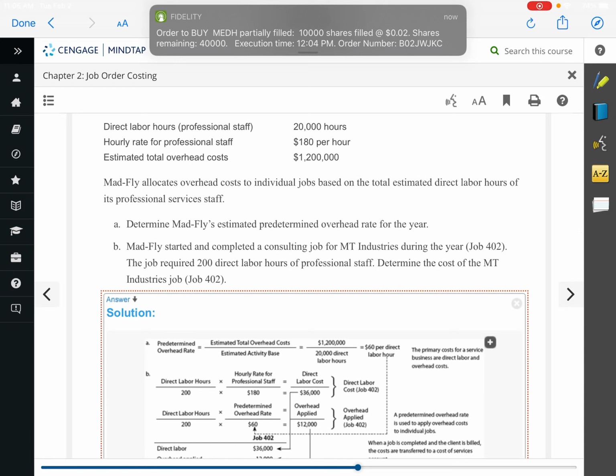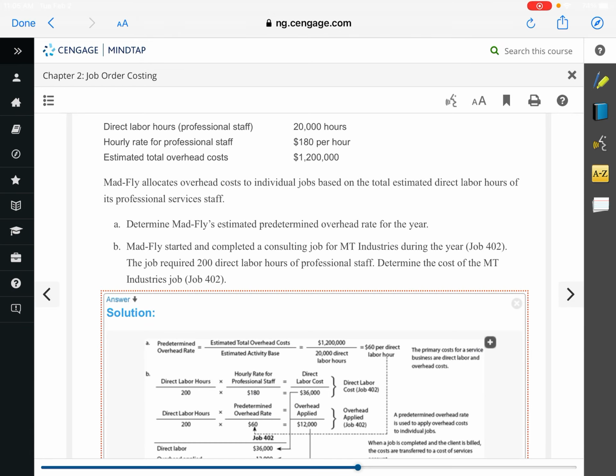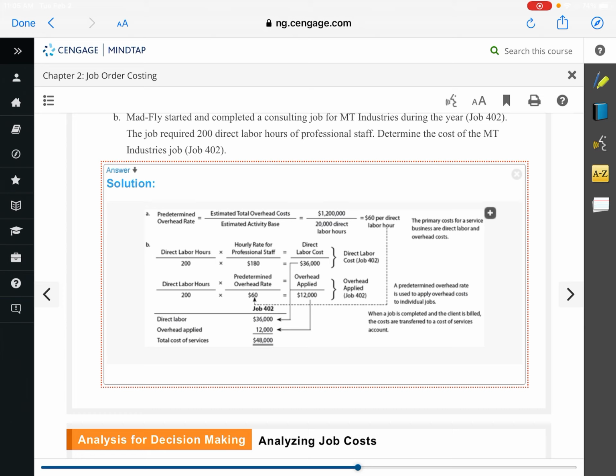So we take total direct labor hours of 200, multiply that by the $180 hourly rate to give us direct labor cost, which would be $36,000. Okay? Then, so that's for direct labor. Now we have to figure out overhead. All right, so we already know overhead is going to be $60 per hour. So we go back to that 200 hours that it took to complete this job, multiply that by 60, and we get $12,000 that is going to be applied to overhead.